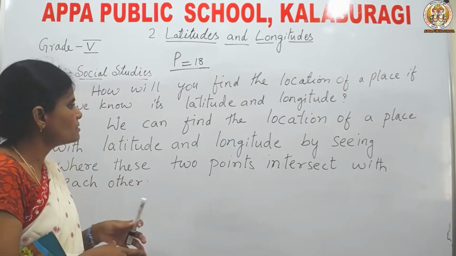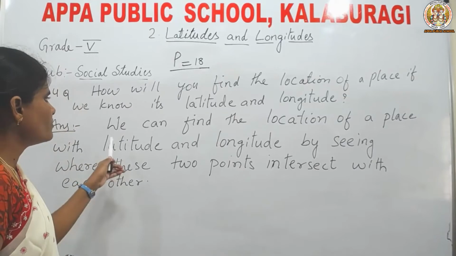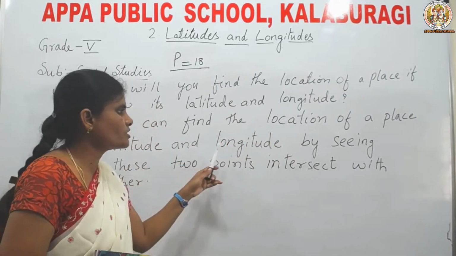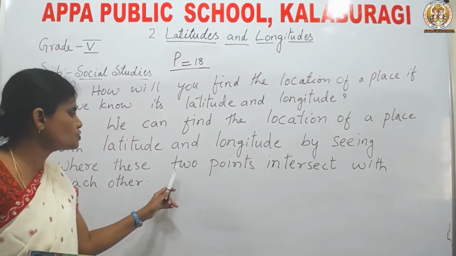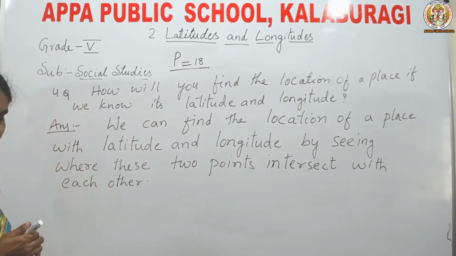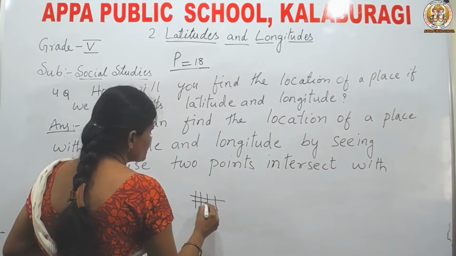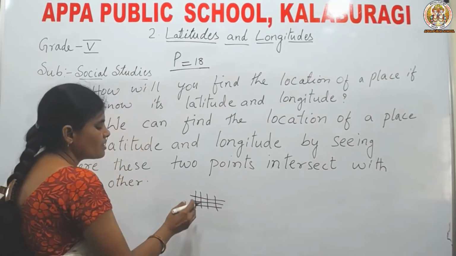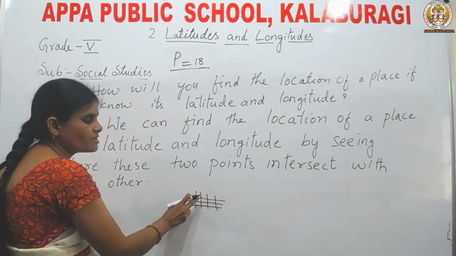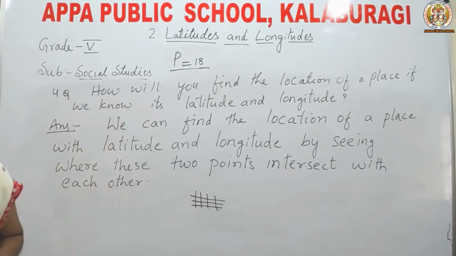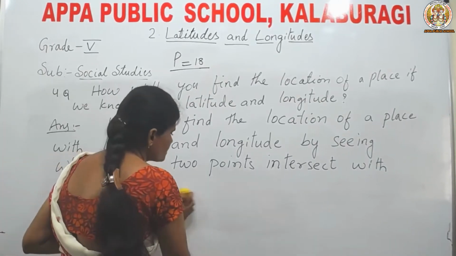Find out the location of a place. Let us see. We can find the location of a place with latitude and longitude by seeing where these two points intersect with each other. See, here these are the longitudes and these are the latitudes. The point where they intersect is the location of a particular place. With the help of this, we can find out the location of the place.